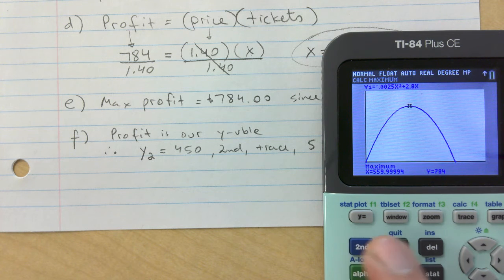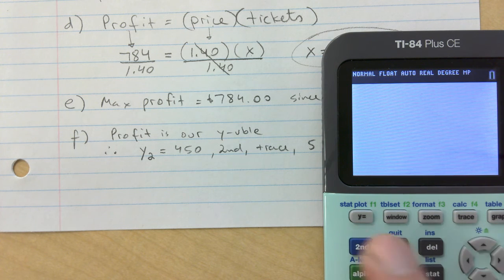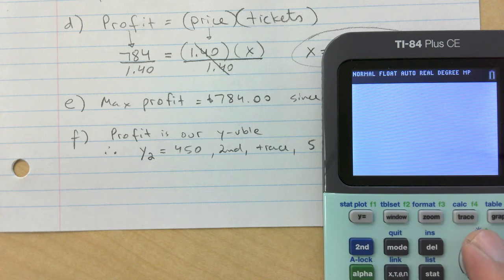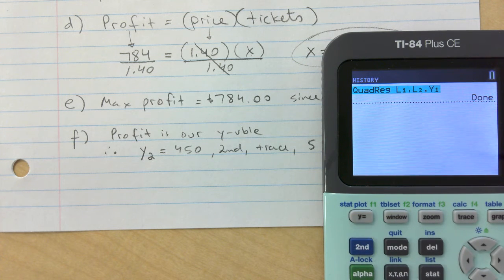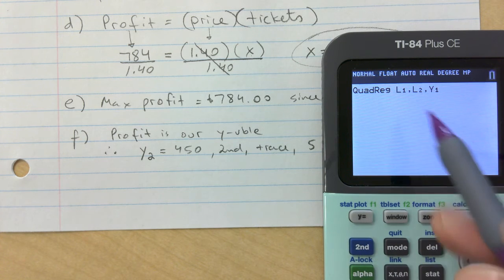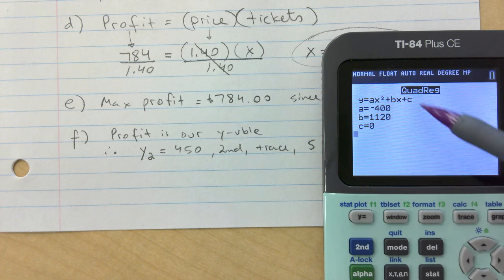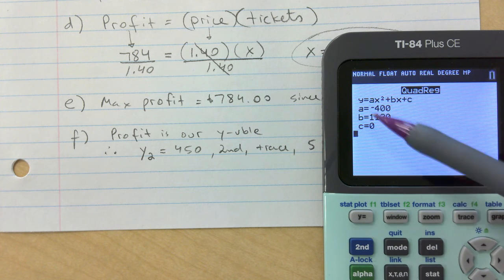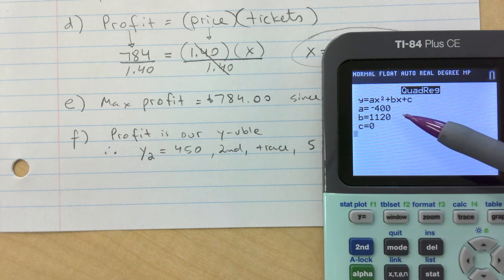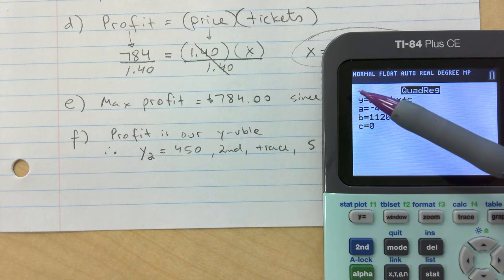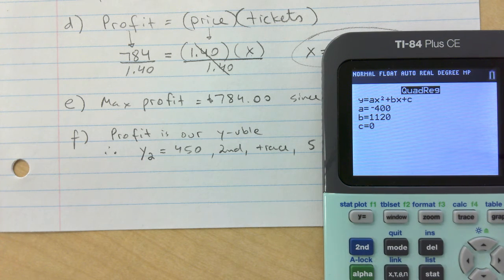I'm going to ask you to go to your home screen. So second quit, second mode. Go up and perform a quadratic regression again, because I want to use what I put in L1 and L2 and use the latest equation we just found. So now what it did is this would overwrite whatever was in Y1 earlier. And let's hit graph again.